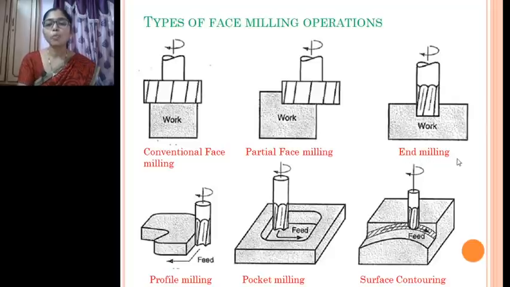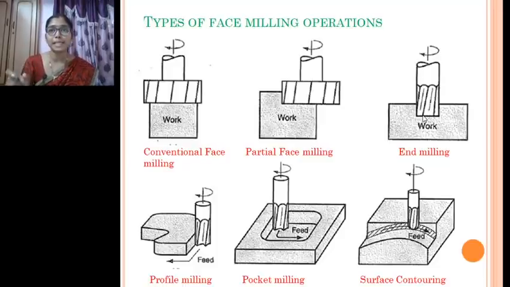End milling operation is the same as slot milling operation, where the width of the tool is much lesser compared to the workpiece width. Here also it is used for producing slots. Profile milling is a kind of end milling operation where the tool is used to produce a certain profile on the surface, then it is called a profile milling operation.